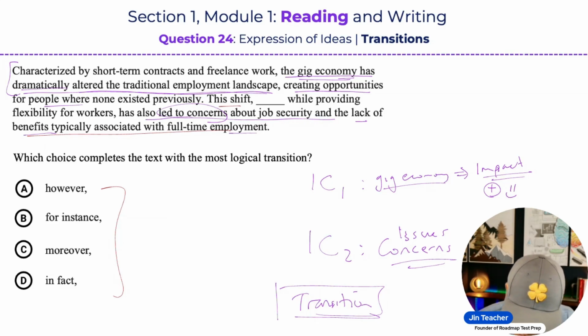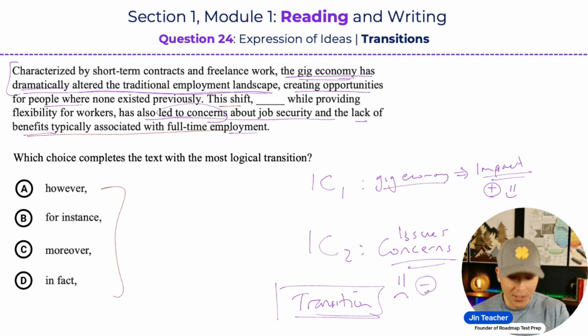So these concerns are not such positive things. You can't see the smiley face and the sad face, huh? We can see the smiley face, you can't see the sad face. There we go. So these issues or concerns are some of the negative things of the impact that this gig economy has had. And the negative concerns would be something like job security and the lack of benefits, right?